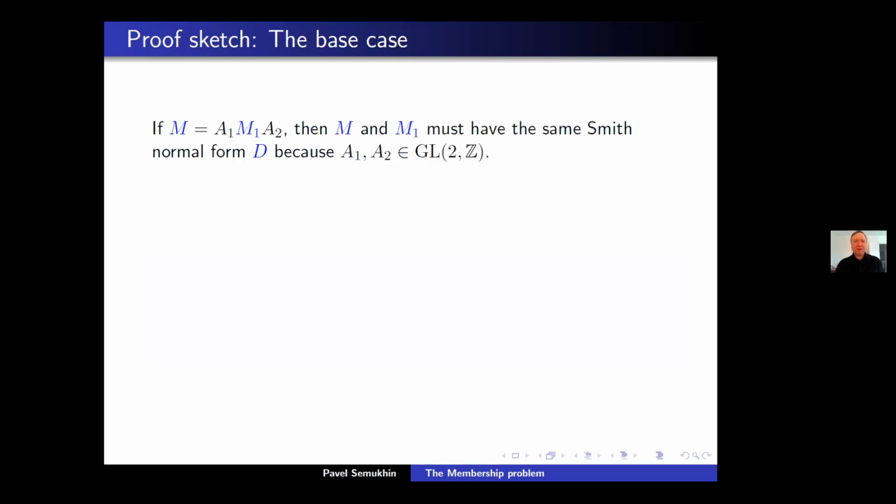Okay, now from this theorem, it follows that if we have the equation M equals A1, M1, A2, where A1 and A2 are from GL2(Z), then it necessarily means that these matrices M and M1 must have the same Smith normal form. Let's call this Smith normal form D. If they have different Smith normal forms, then such an equation does not have a solution where A1 and A2 belong to GL2(Z).